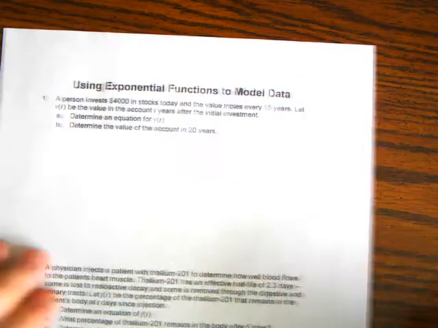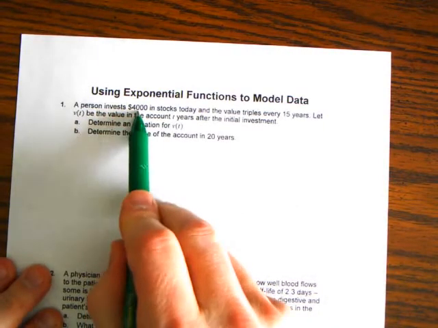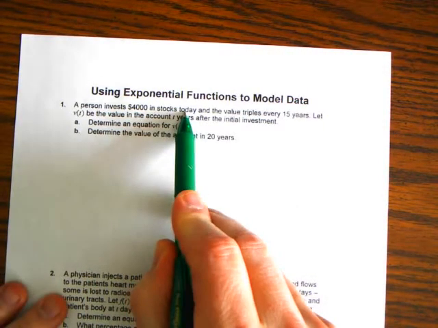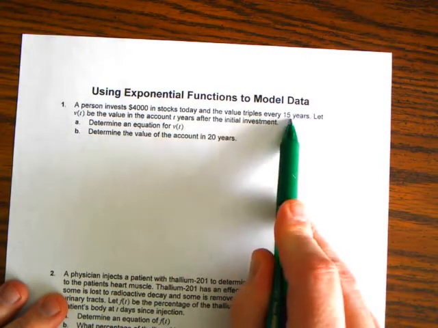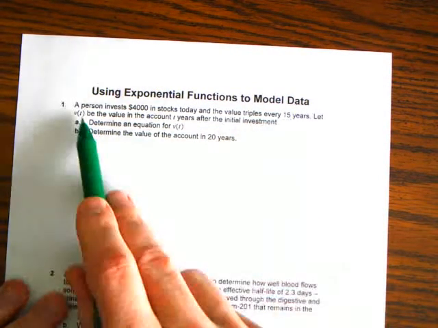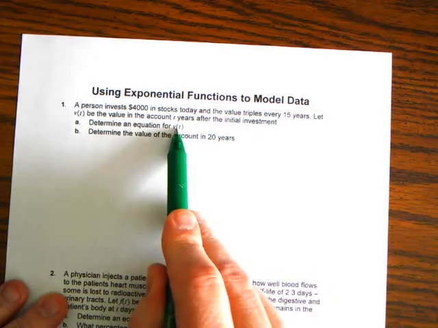Welcome back to Modeling with Exponential Functions. All right, we have a person invests $4,000 in stocks today. Be nice to have 4,000 bucks, wouldn't it? And the value triples every 15 years. Let V of t be the value t years after the investment, determine an equation.